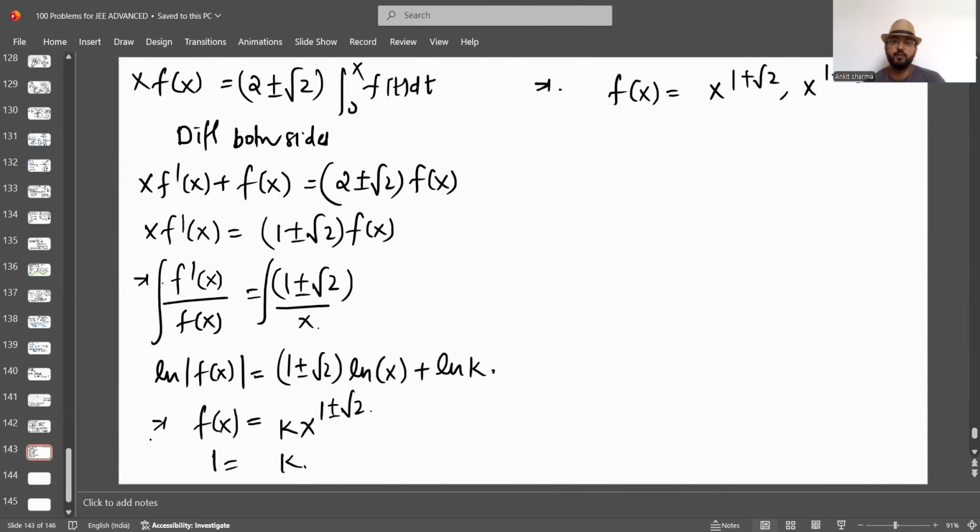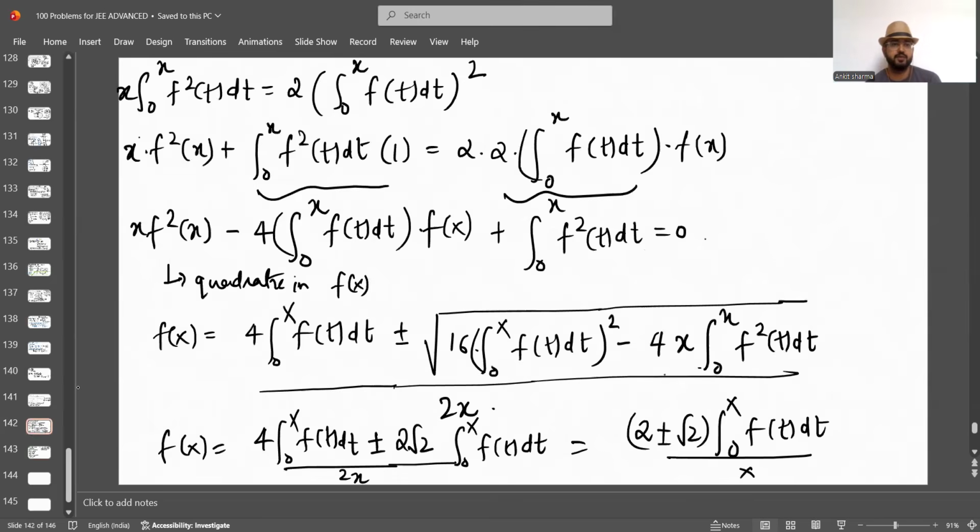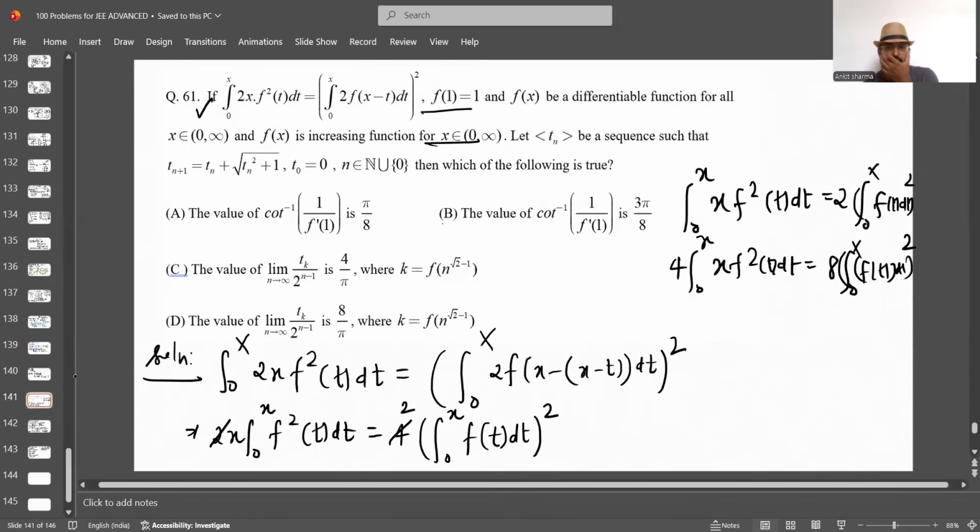But since f is defined to be a positive function in 0 to infinity, if you see that x to the power 1 minus root 2 decreases, so this guy will be rejected. That's not an increasing function in 0 to infinity, so we have to take this guy. So f of x is x to the power 1 plus root 2. Okay, let's take this guy then. So f of x is equal to x to the power 1 plus root 2, we'll keep it reserved. So we have broken the half of the problem into the chunks. And now the next part will begin.